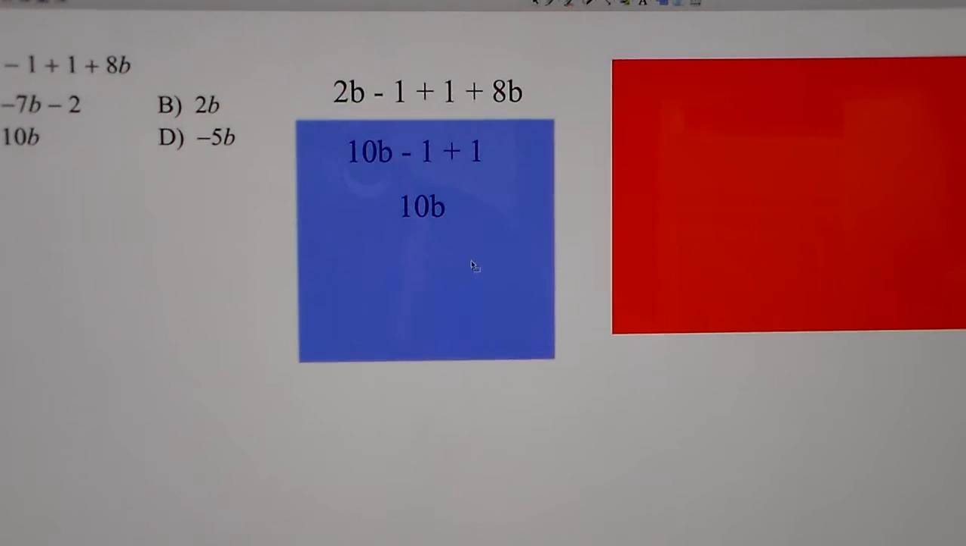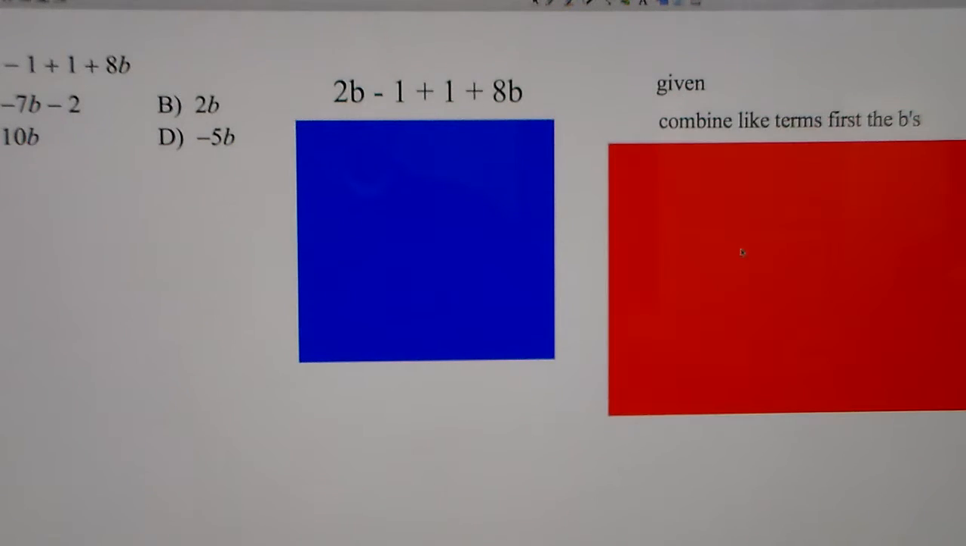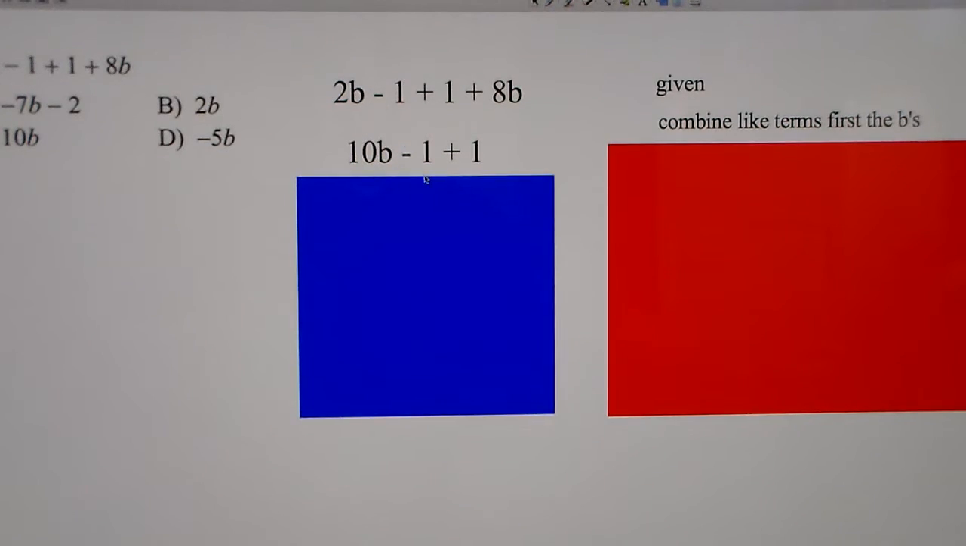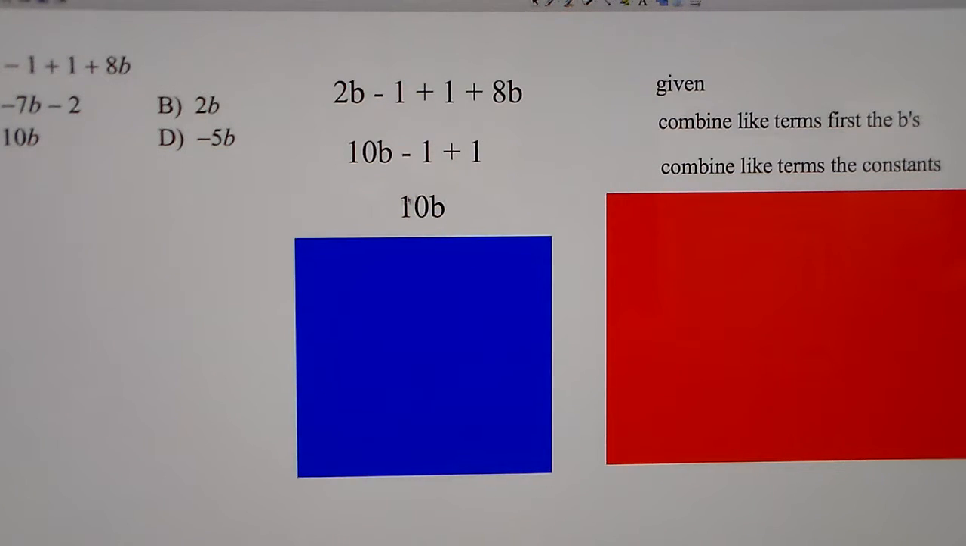Number 5. Here's our problem. 2b minus 1 plus 1 plus 8b. We got to combine our like terms. I'm first combining the b's. 2b plus 8b gets you 10b. Carry down the -1, carry down the +1. Now -1 plus 1, that's also like terms. Combine those constants and we get 10b, and that's our solution right there.